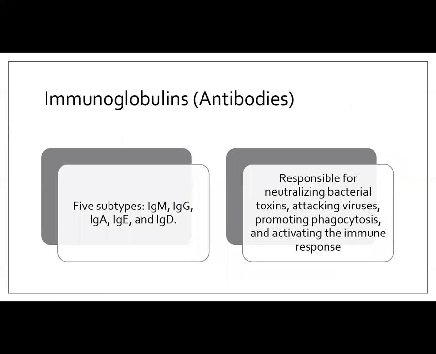So the next thing we're going to be talking about is your antibodies. Remember, these immunoglobulins are created by the B cells. So you've got 5 subtypes: immunoglobulin M, immunoglobulin G, immunoglobulin A, immunoglobulin E, and immunoglobulin D. They're responsible for neutralizing bacterial toxins, attacking viruses, promoting phagocytosis, and activating the immune response.